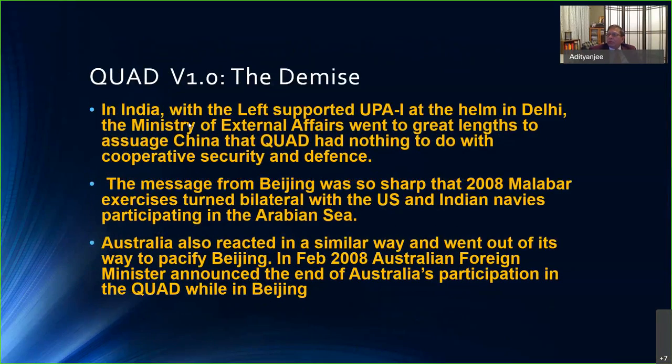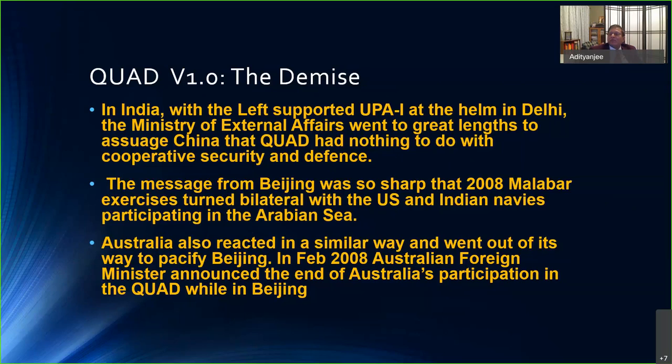So in India, the UPA government at that time went to great lengths to assure China that Quad had nothing to do with cooperative security and defense. It's not a defense grouping or military alliance against China. And China was quite sharp, so in 2008, the Malabar naval exercises became bilateral again.